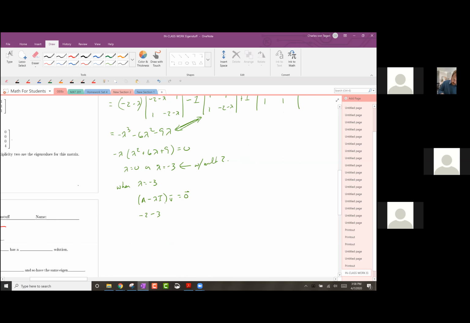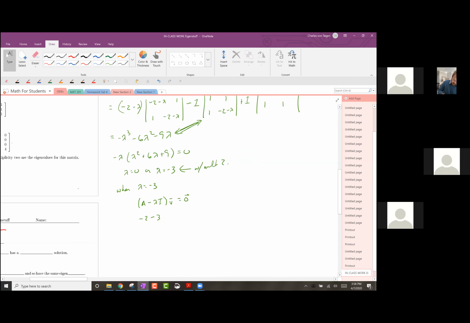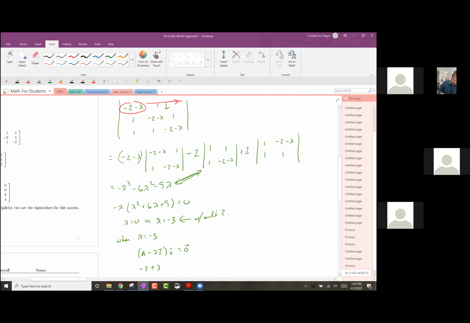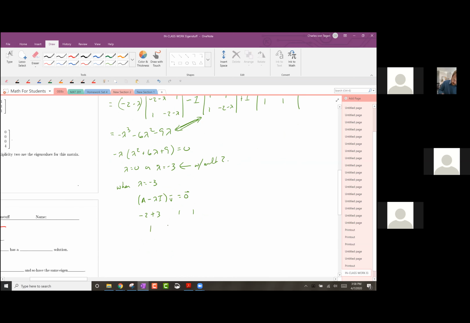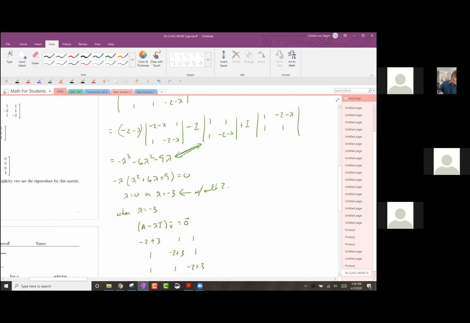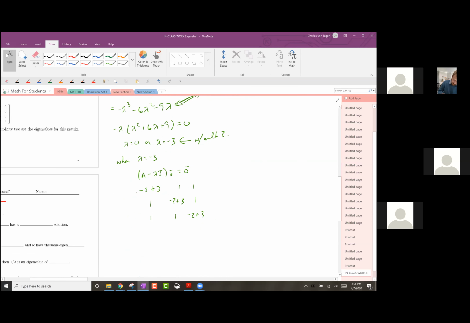-2 minus 3, -2 plus 3, 1, 1, 1, -2 plus 3, 1, 1, 1, -2 plus 3. Let me just double check that. Yes. For this matrix, not this determinant, times our v1, v2, v3 needs to equal the 0 vector in 3 space, which is 0, 0, 0. Any questions about that, folks?